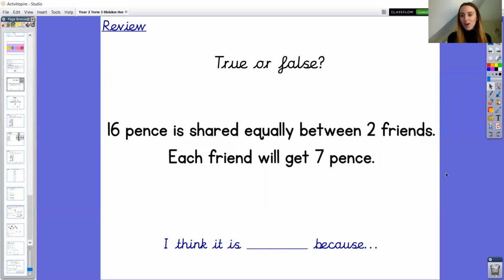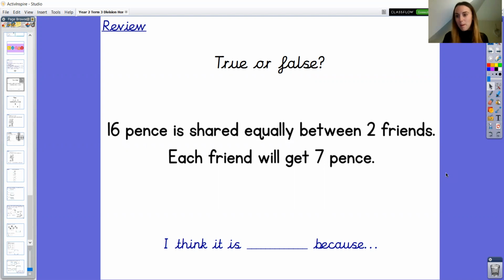Okay, so thinking back to last lesson in our review phase, I've got a true or false question here for you. So true or false, 16 pence is shared equally between two friends. Each friend will get 7 pence. So I'm going to give you a clue here. There's 16 pence and there's two friends. So we need to share the 16 pence between two friends. You might already be thinking, I know a learn it fact that will really help me with this one. So please pause the video here and explain your reasoning using the stem sentence.